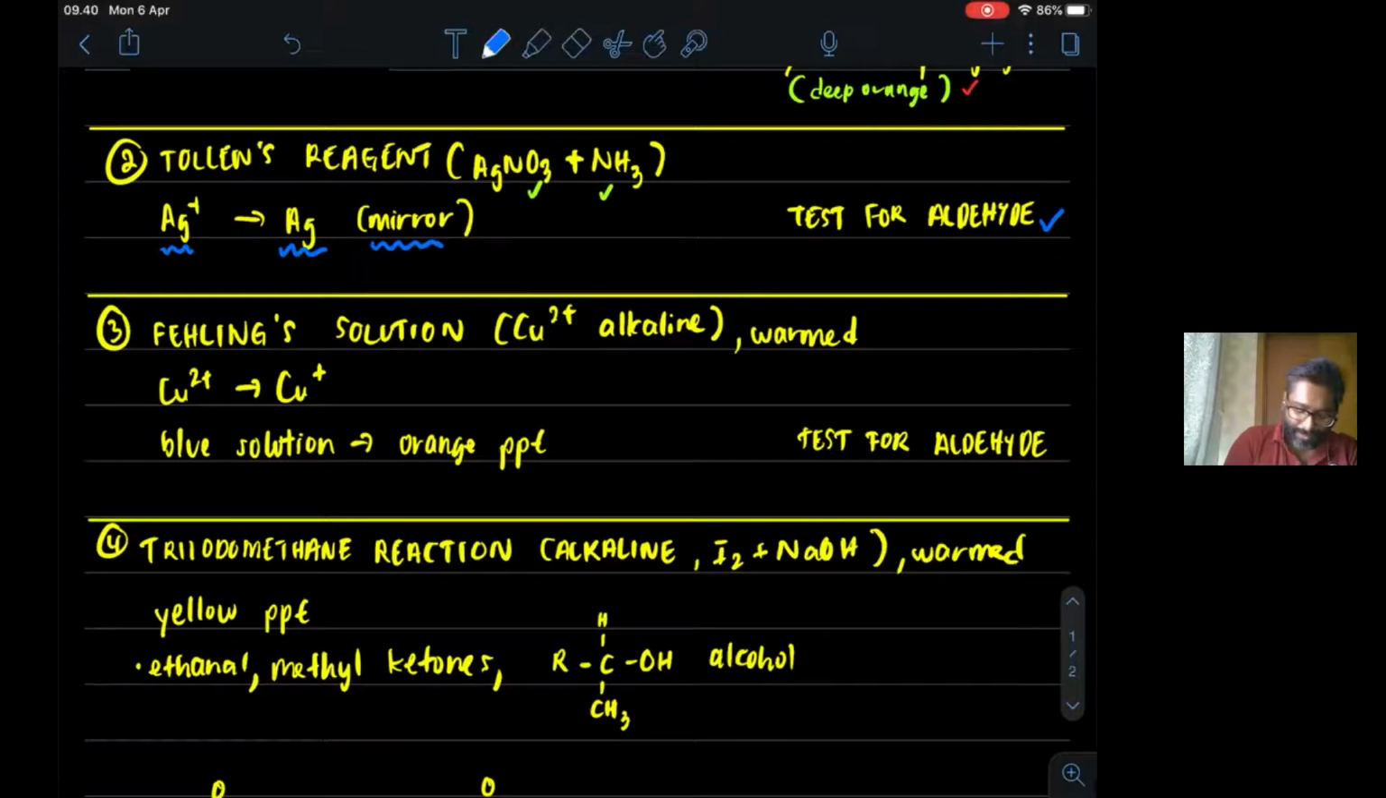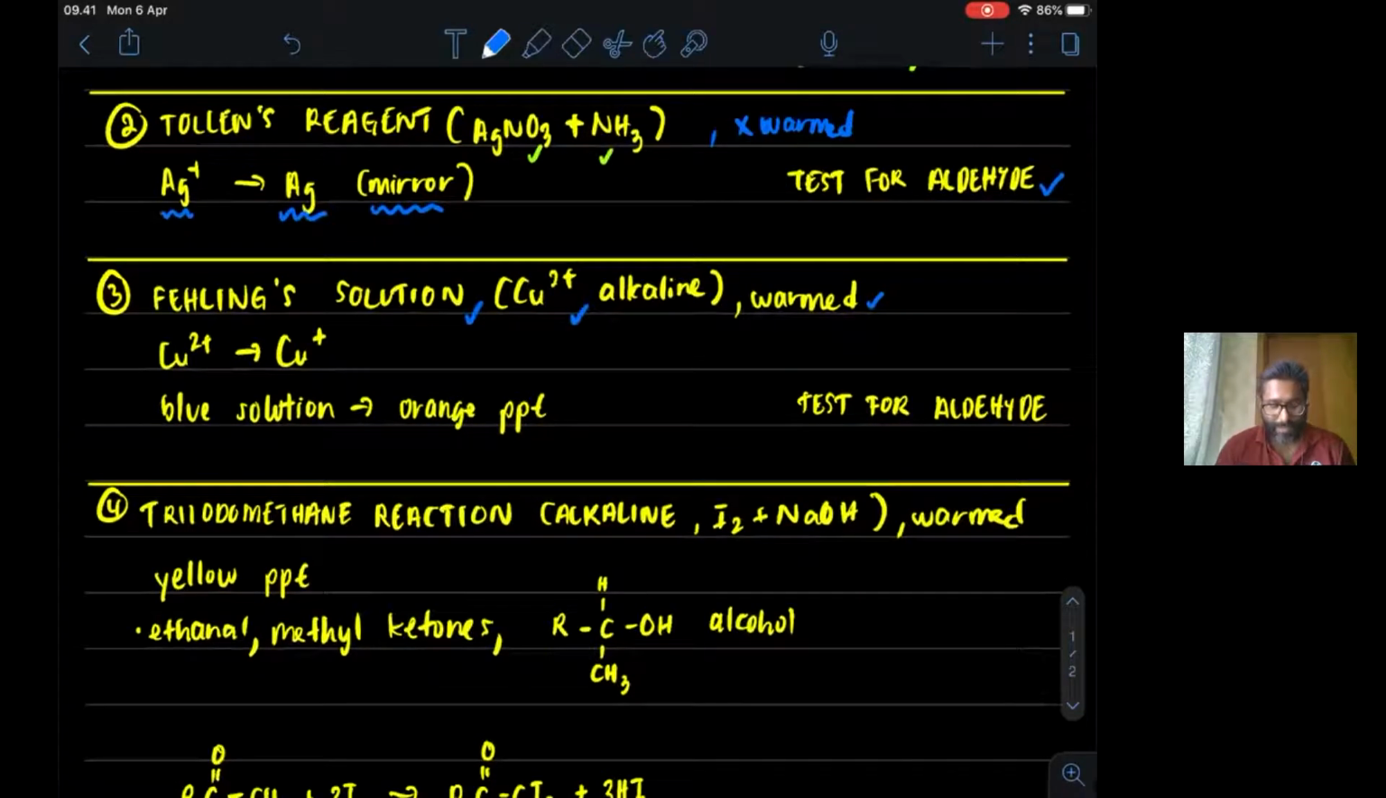Now, for Fehling's solution, it is done using Cu2+ in alkaline solution, and the important thing is you need to warm. For Tollens' reagent, no need to warm. It's not warmed, but here you need to actually provide heat. So Fehling's solution contains copper 2 plus, and the function is that copper 2 plus changes into copper plus.